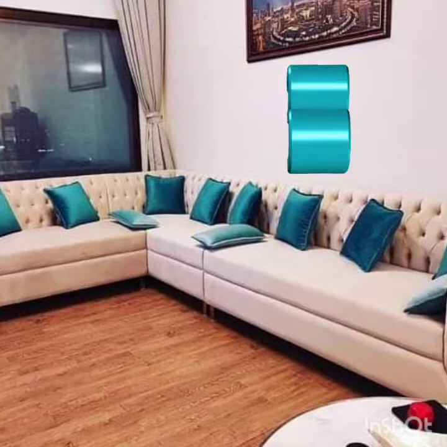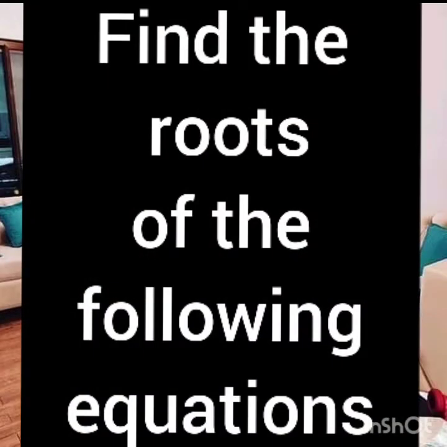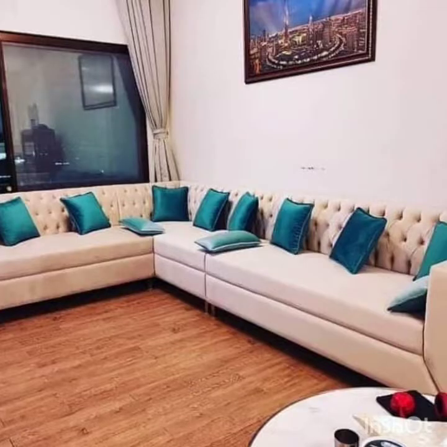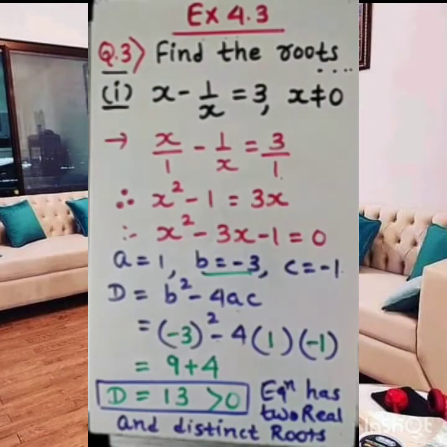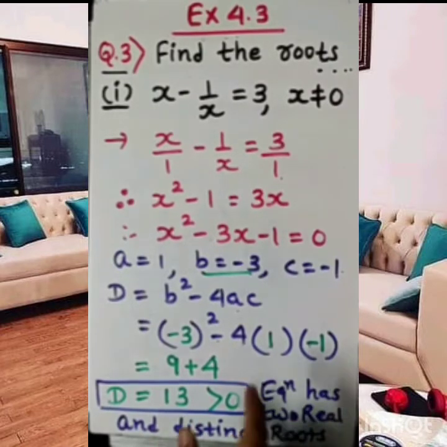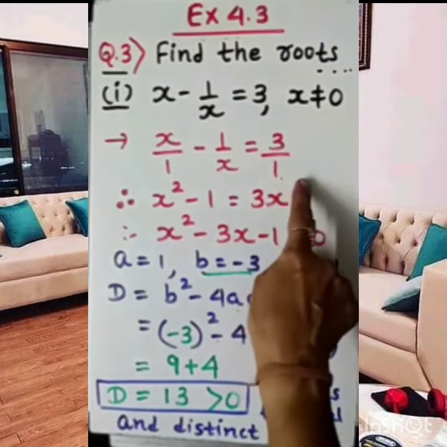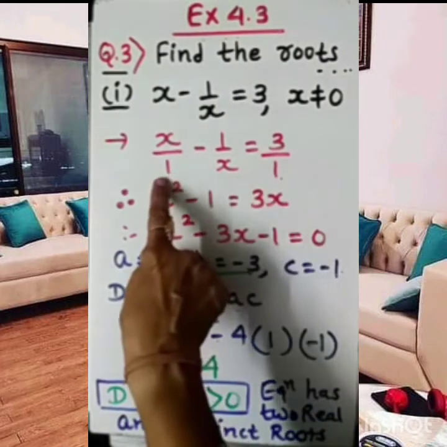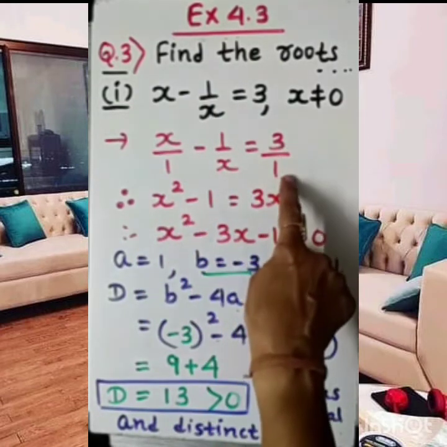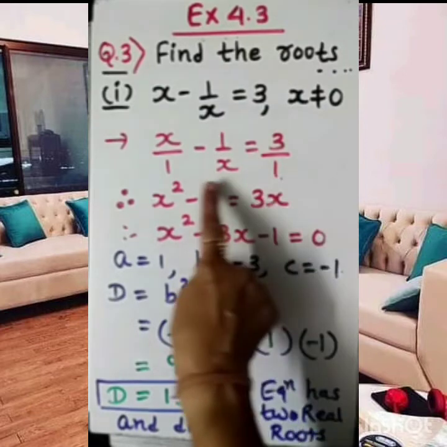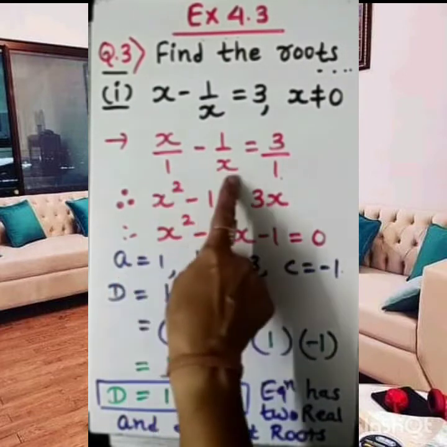Yes, student. Question number 3, we are asked again the same thing: find the roots of the following equation. Here first we are given x minus 1 upon x equal to 3 and x not equal to 0. In such cases, we need to simplify the equation. So what we have to do? First we need to take the LCM. Writing x by 1 minus 1 by x and this is 3 by 1, here you can see I need to multiply this with x.